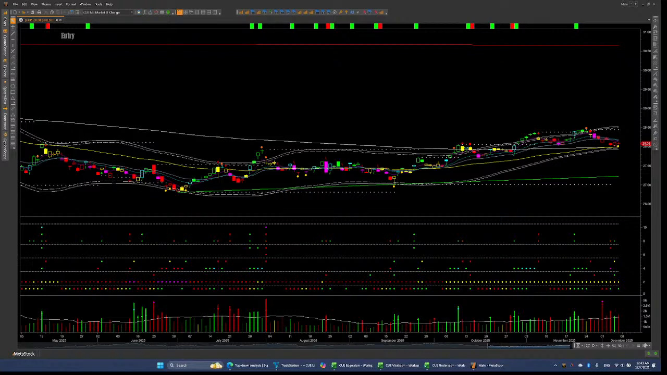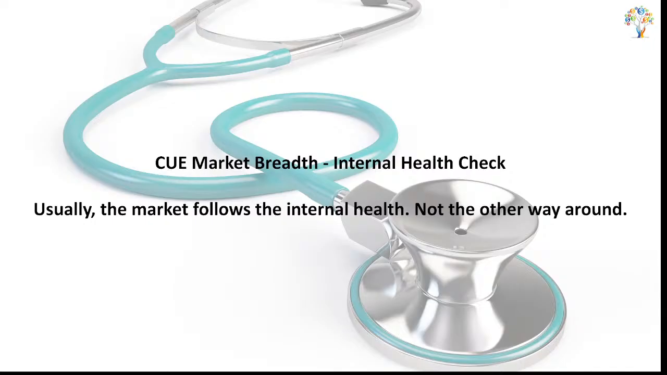That Megacap custom index rallied for the last 2 weeks had an influence on the market. We'll look at that shortly when we look at the market ETFs. Before that, let's look at market breadth internal health check. Usually the market follows the internal health, not the other way around.